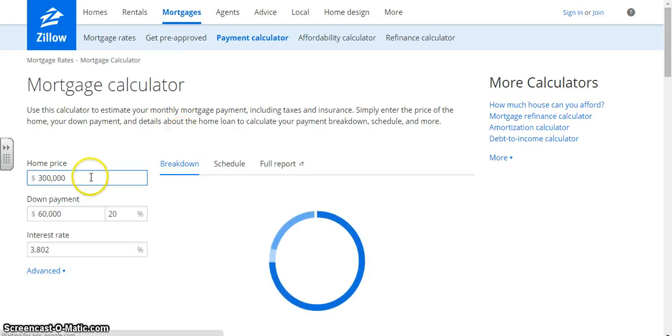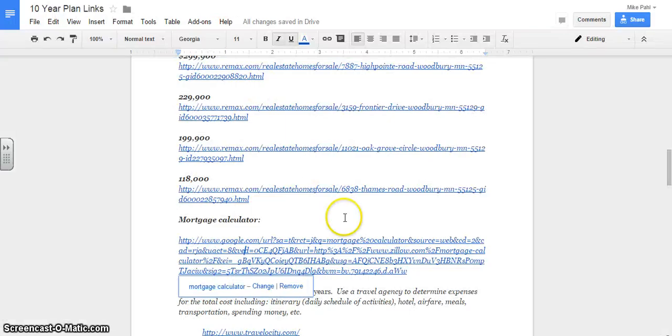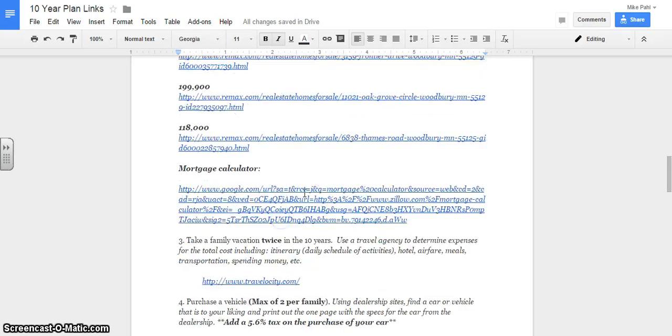So if you click on that link right here, this is how much you put in for your home price, your down payment, whatever that would maybe be. You can kind of play around with it. Your payment will go up and down depending upon how much you put down on your house right away. And then here is your payment, $1,485. Now that's a monthly payment, so you need to multiply that by 12, and this is how much you'd be paying per year. We'll go through that again in class.